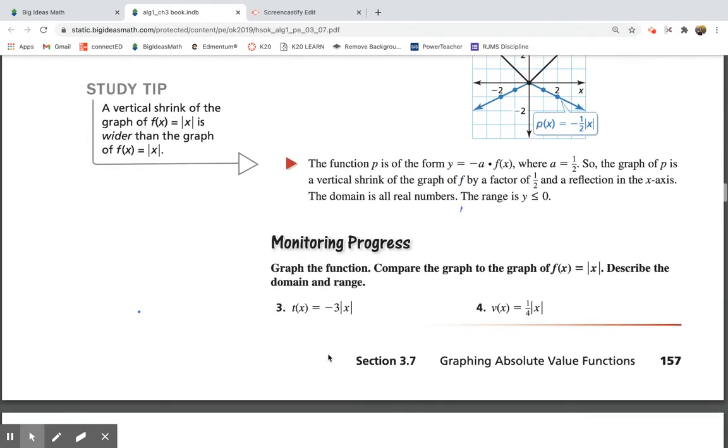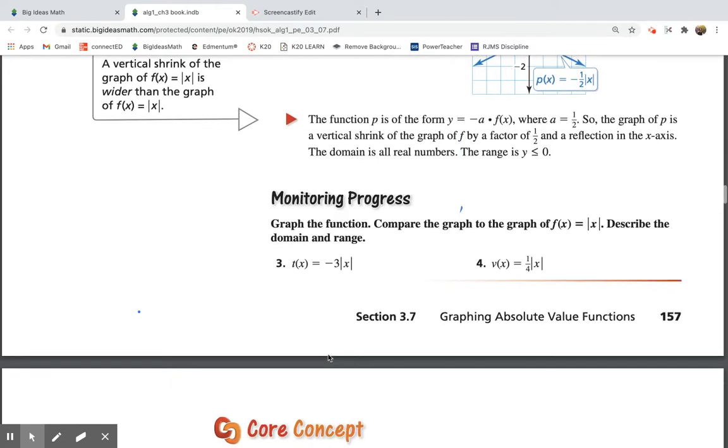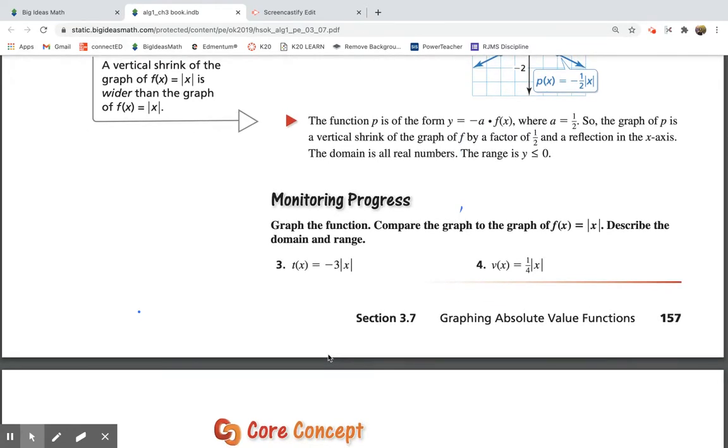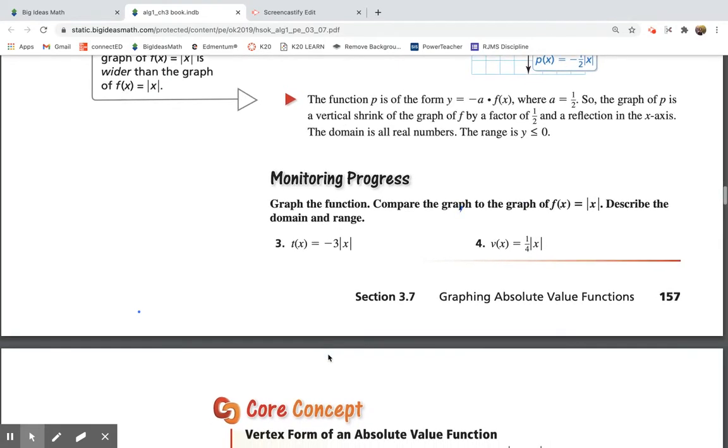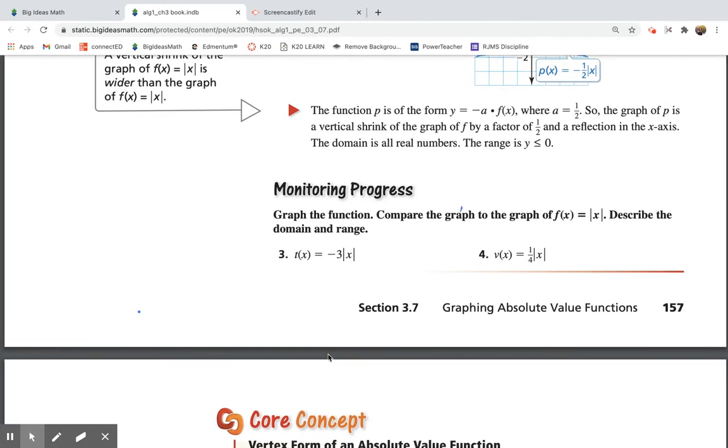Okay, so what I want you to do, this was example 2. You're going to try these two, all right? If you just absolutely cannot figure it out, you can press play and go over it with me. But I would like you to try these on your own. So you're going to tell me what it is, like vertical shrink, like on the first one we did. Graph it, so you have to make a table so that you can graph it. And then describe the domain and range.